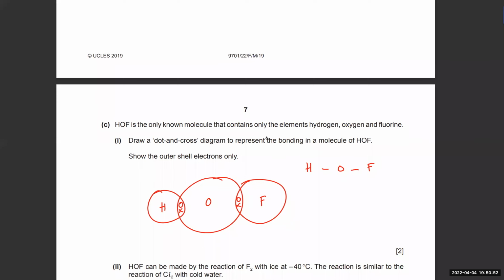And O, it's group six, so out of the six electrons, four electrons would be remaining.